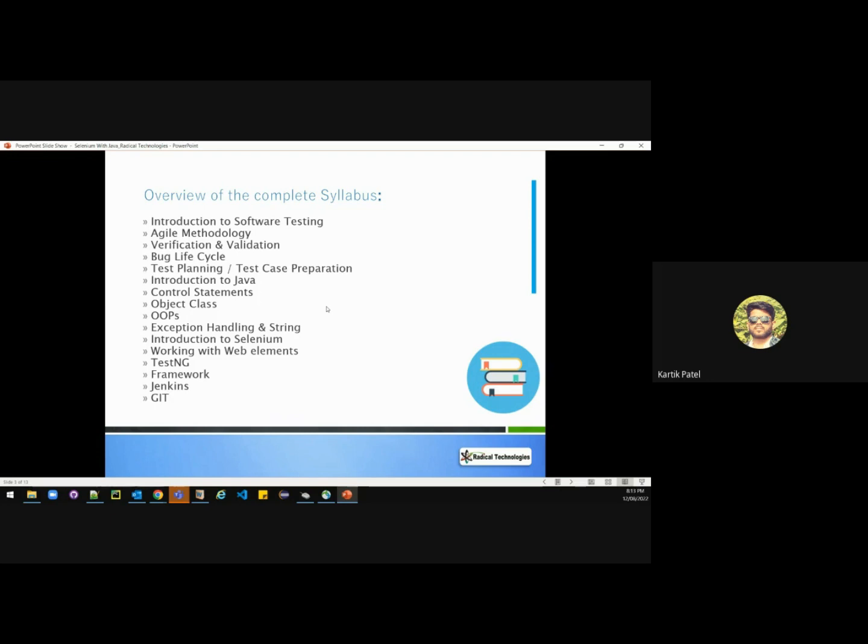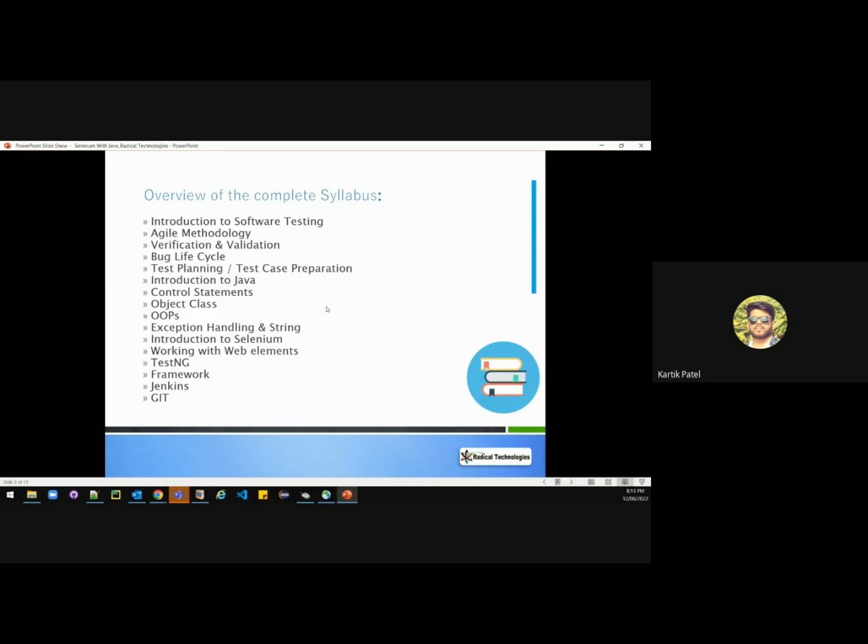Again, we'll get some of the basics about the bug life cycle and how we can create a bug. We'll try to understand effective test case preparation techniques, how we can create test cases, and what test planning and test planning techniques are. Then we'll go ahead and get started with core Java.